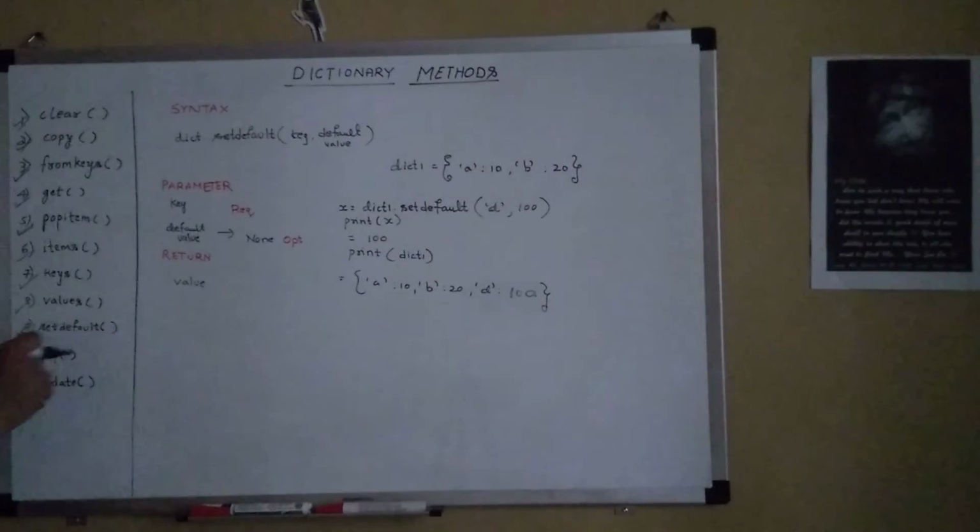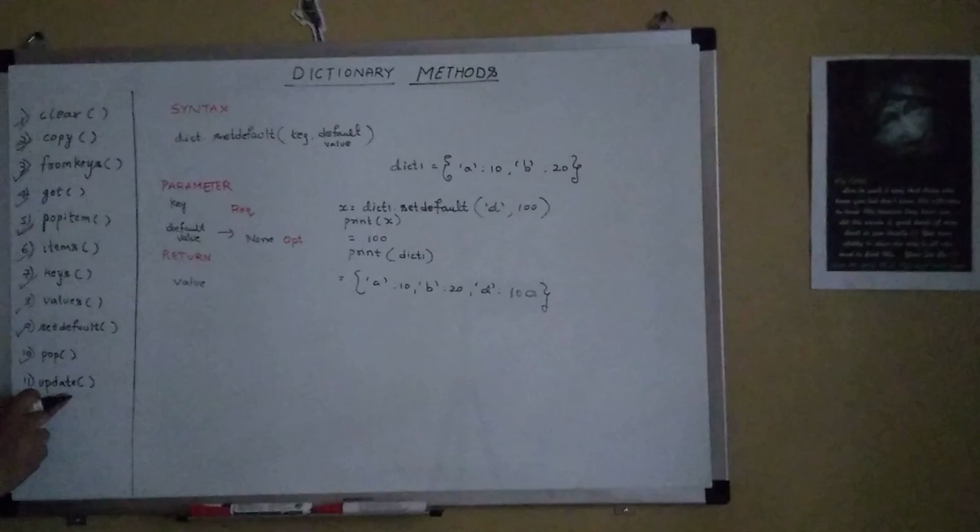Setdefault, for the particular key, will fetch the value. If the key is not present, it will add that particular key in the dictionary and give out the value. Pop will pop out an element from the dictionary, and update will add another dictionary's items into the existing dictionary. So these are the various built-in methods present in the dictionary data type.